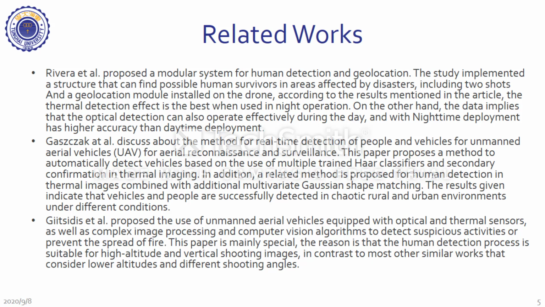Jitsidis et al. proposed the use of unmanned aerial vehicles equipped with optical and thermal sensors, as well as complex image processing and computer vision algorithms to detect suspicious activities or prevent the spread of fire. This paper is mainly special because the human detection process is suitable for high altitude and vertical shooting images, in contrast to most other similar works that consider lower altitudes and different shooting angles.